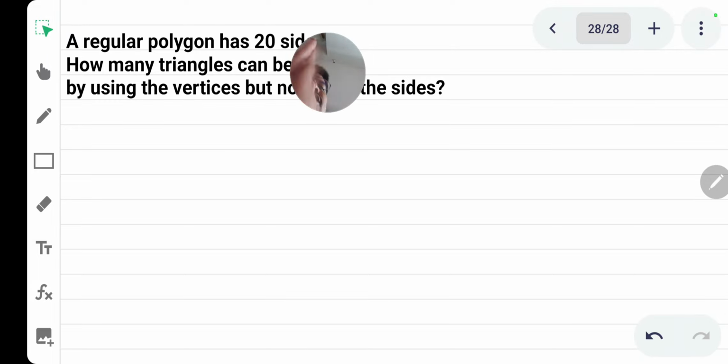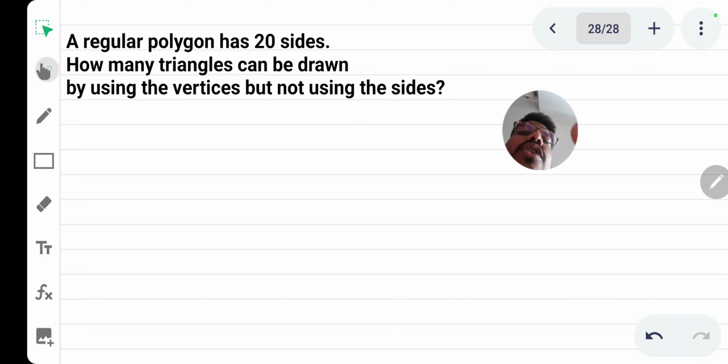Hello everyone. Today we are going to solve a very interesting question. The question is from the chapter of permutation and combination. And this question is a very high level question. You can expect such kind of questions in JEE mains and advanced. So the question goes like this.